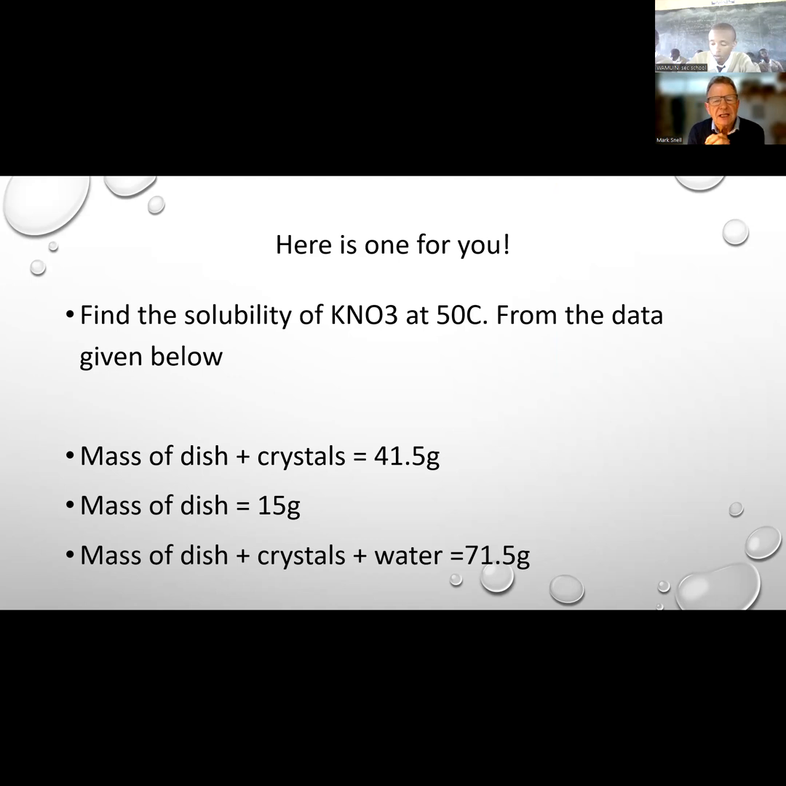So here's one for students here today. Find the solubility of KNO3, potassium nitrate, at 50 from the data below. It tells you the mass of the dish and the crystals is 41.5. The mass of the dish is 15, so you can find out the mass of the crystals. And the mass of the dish and the crystals and the water is 71.5. If you can find out the amount of water, then you have it sorted. Have a go. Just have a go yourselves.